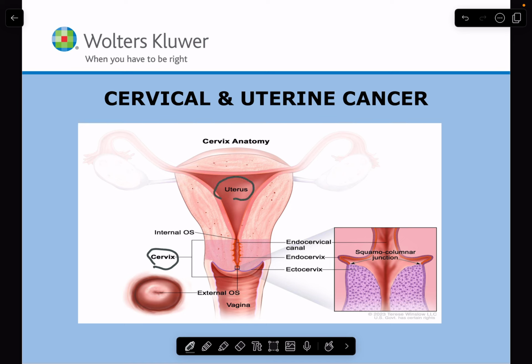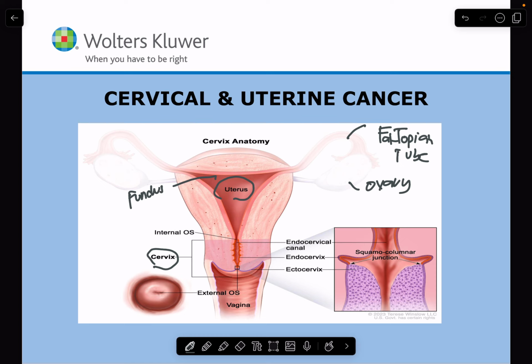Alright, so as you can see, this is the female ovary, and this is the fallopian tube. These are the ovaries, and this is the fallopian tube, and this is the uterus. Okay, and the uterus has several different sections. This is the fundus, kung saan siya yung pinaka wide at pinaka mataas na portion ng uterus.